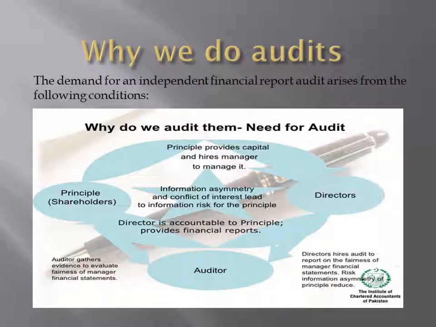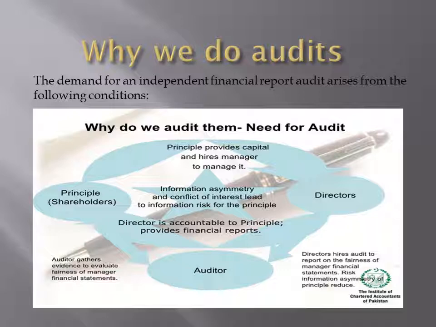So why do we do audits? The demand for an independent financial report audit arises from the following conditions. 1. Conflict of interest. For example, management could present biased information in a financial report as it may impact on their bonus. 2. Consequence. When a user is contemplating using information to make decisions of significant consequence, the quality of that information is a major concern.